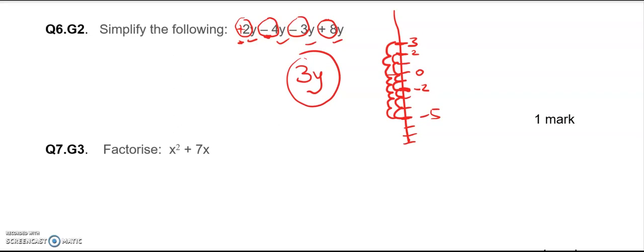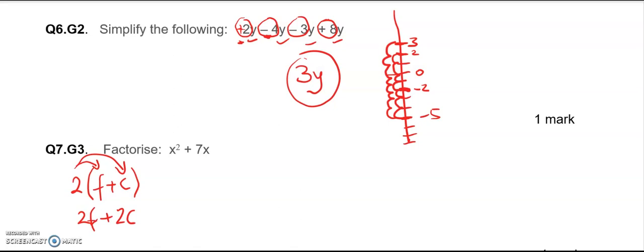In the next question, we've got to factorize x squared plus 7x. Just to quickly recap, when we have a number in front of the bracket, then it goes, so 2 lots of fish and chips, for example. This means that we get 2 lots of fish and 2 lots of chips.